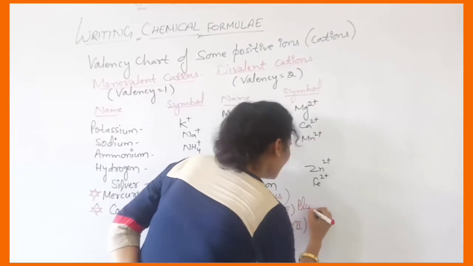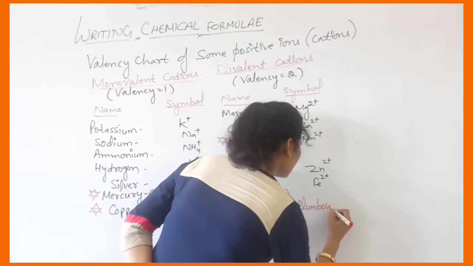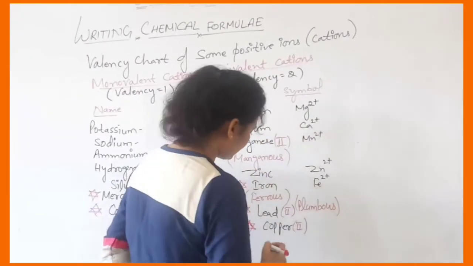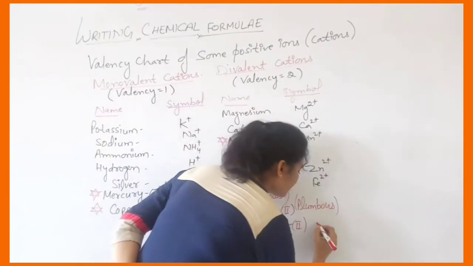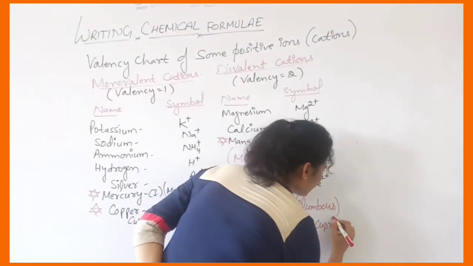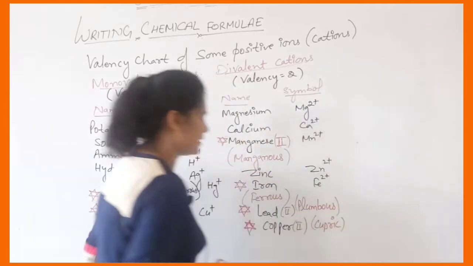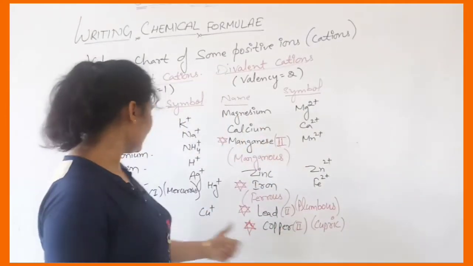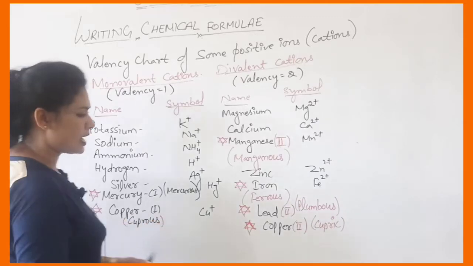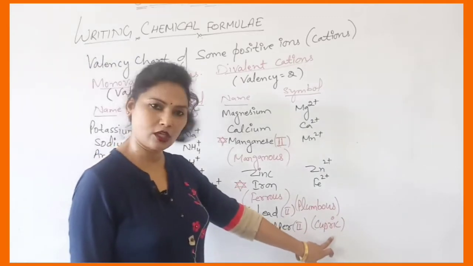lead is there, so plumbous. Plumbous is the name of this cation. And here cupric. Cupric is the name of this cation. Okay. Because one valency we have written here, this is cuprous, and second valency is cupric.